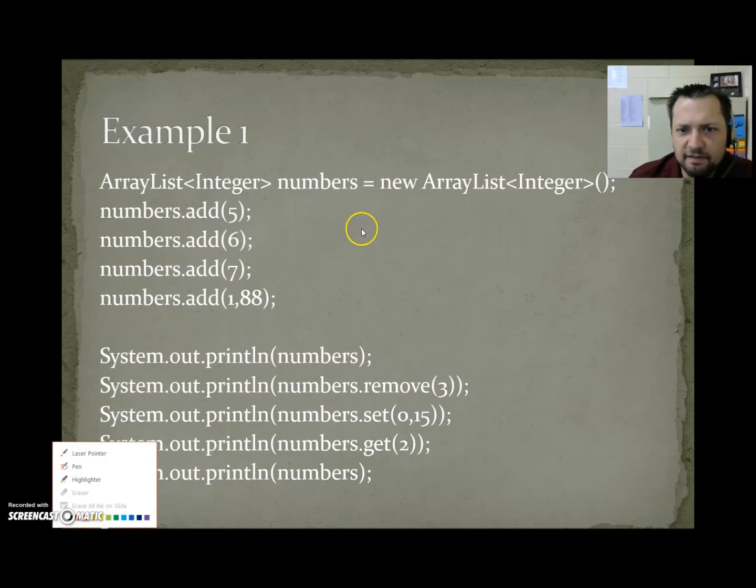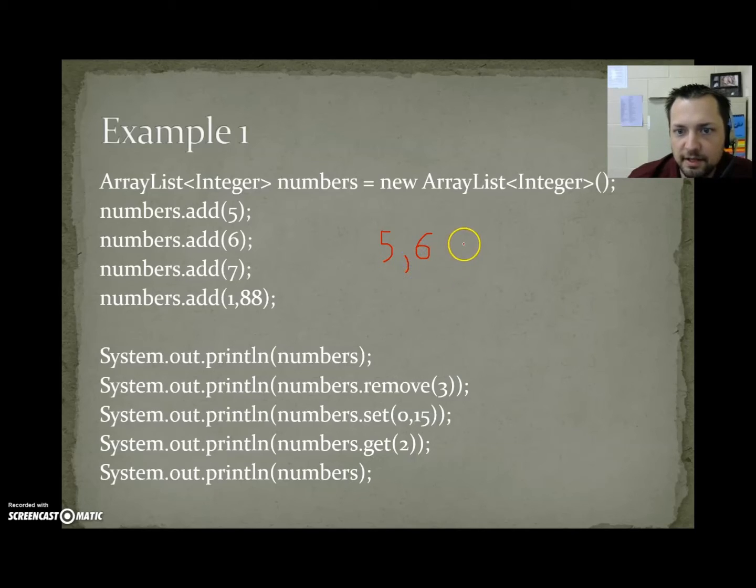So if I add 5, my list would be 5. If I add 6, this adds it to the end: 5, 6. If I add 7 at the end, I would get 5, 6, 7. Now if I add 1, 88, that means right here we're going to put in 88.